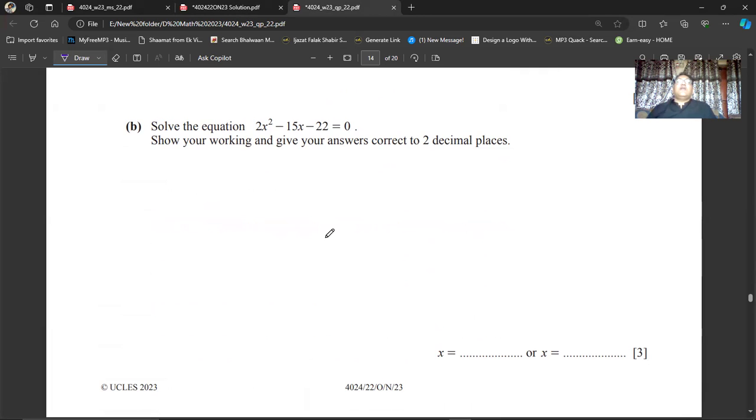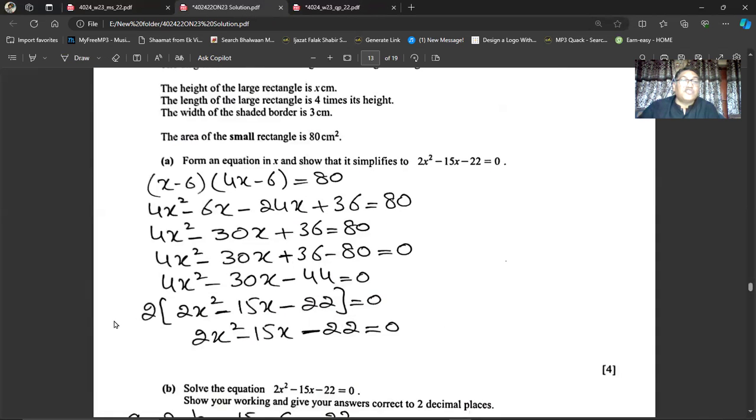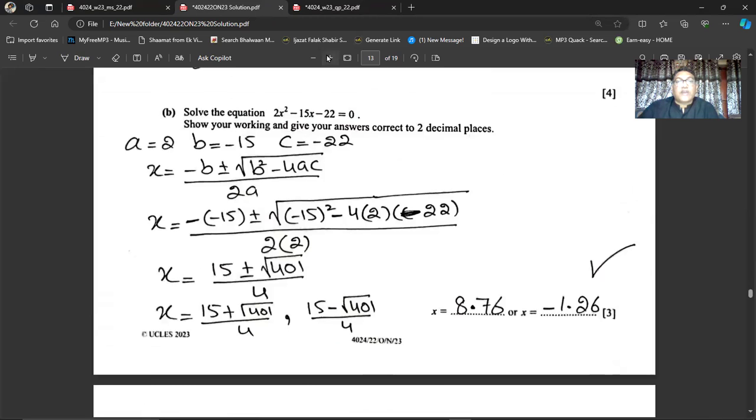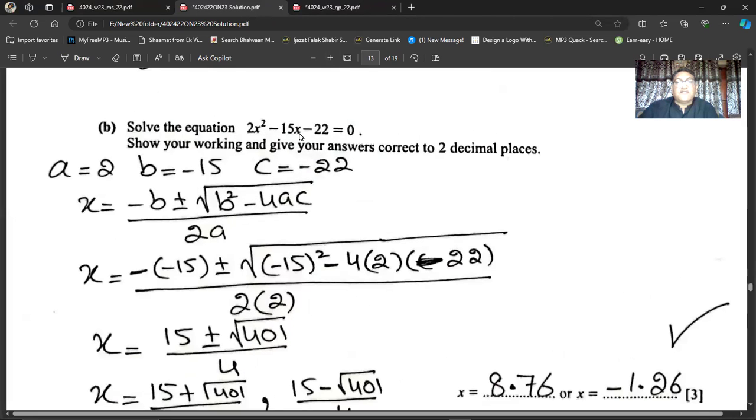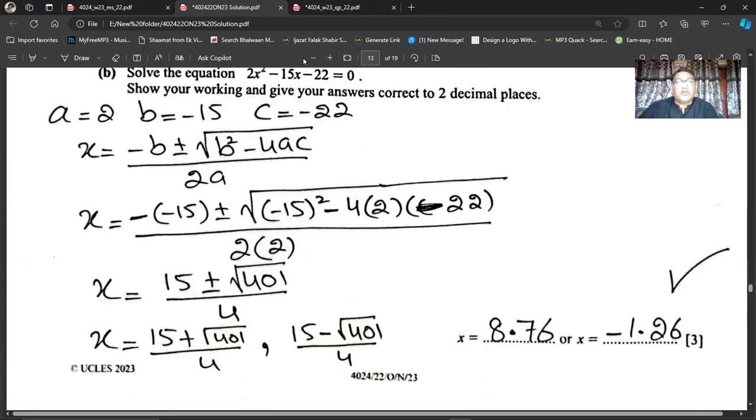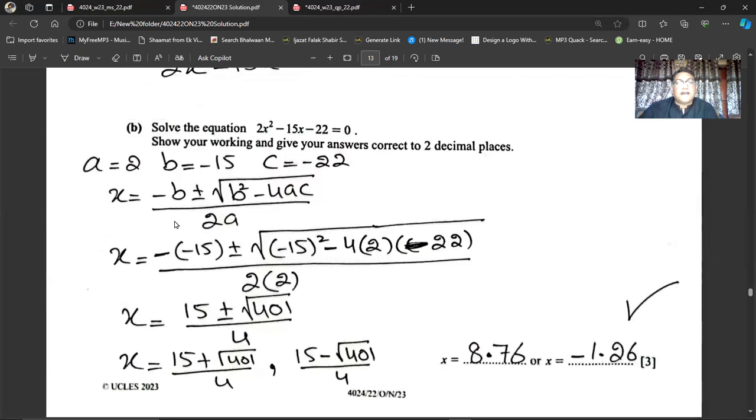The a value here is 2, the b value is minus 15, the c value is minus 22. So I'm going to apply the quadratic formula here. You can see the quadratic formula is x equals minus b plus minus square root, and under the square root you have b squared minus 4ac, and in the denominator you have 2a. Just substitute the values of a, b, and c here.